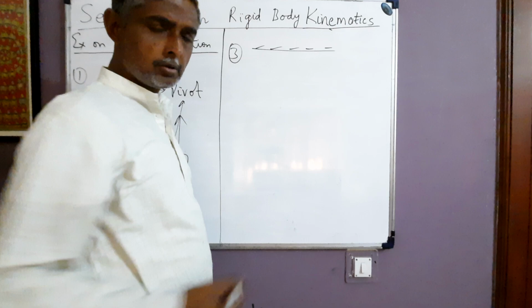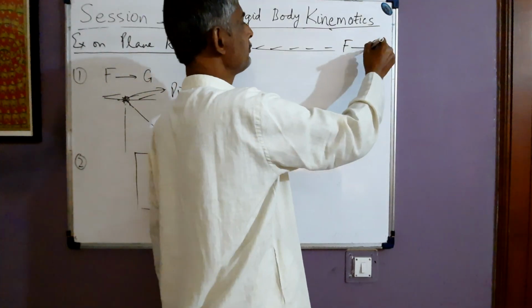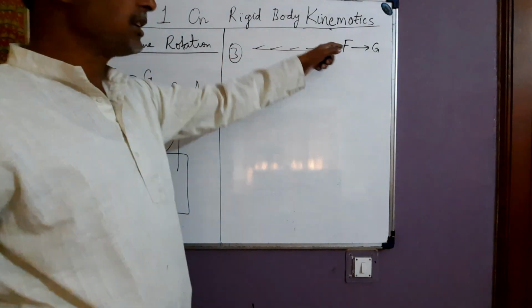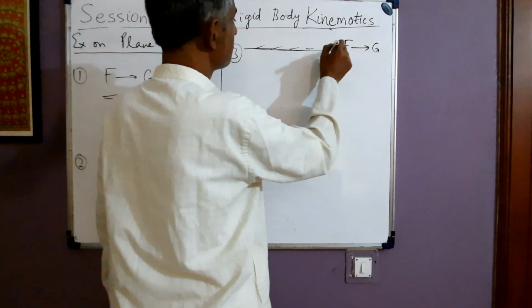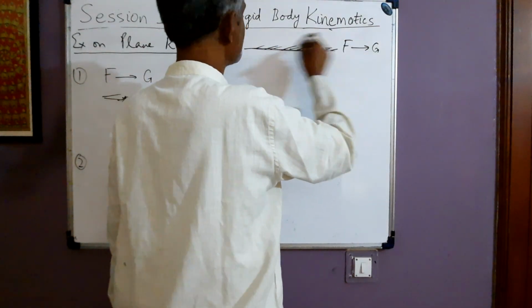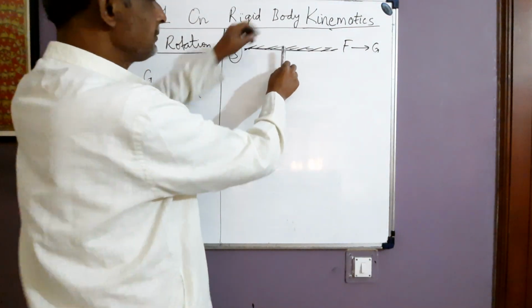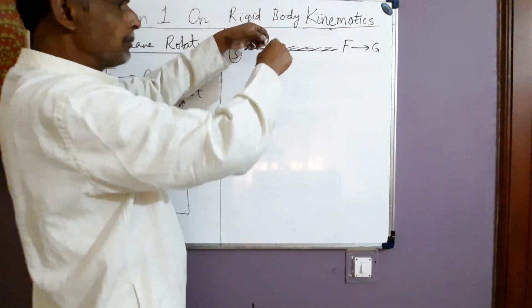Suppose it's a fixed ceiling. Again, instead of F we have the ground frame. This is a fixed ceiling. A rod is pivoted here. It is free to move like a conical pendulum.